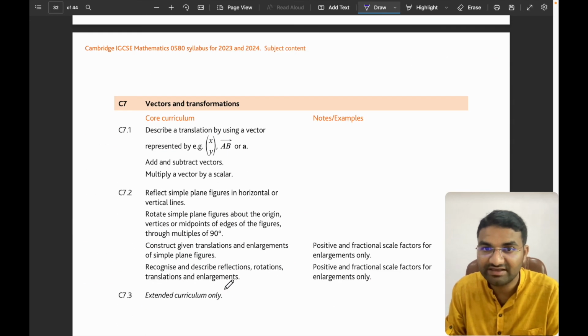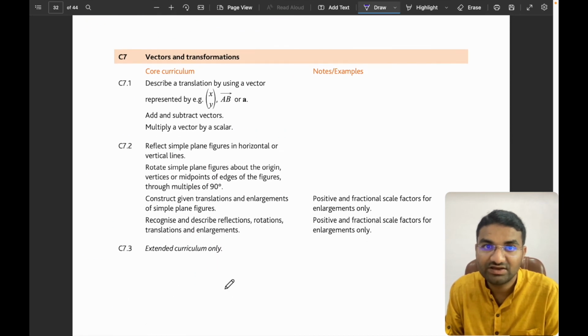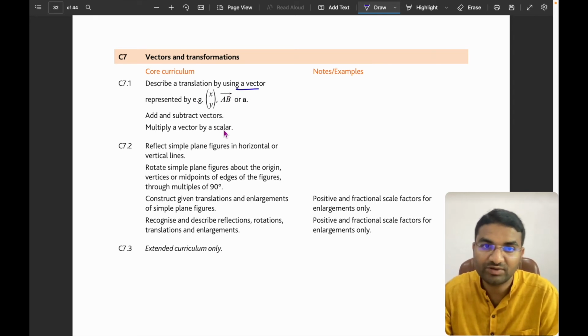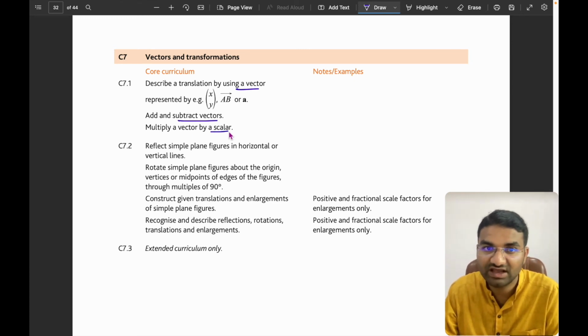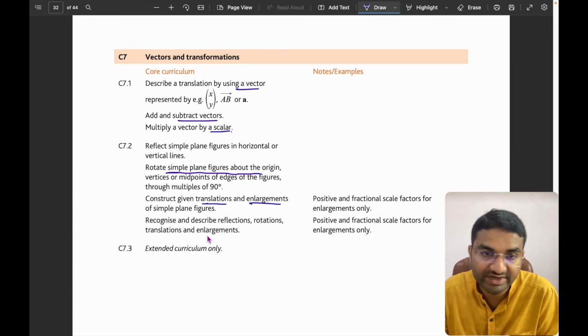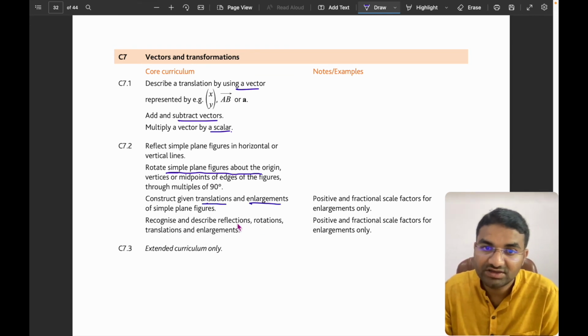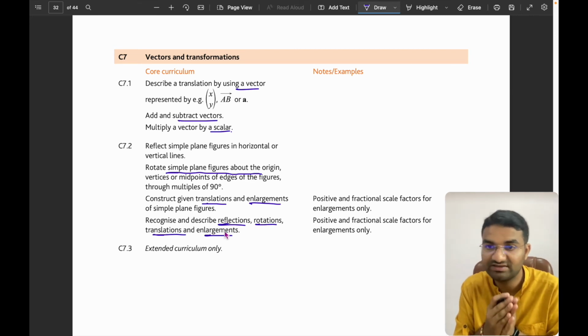Fine. Then next, yes, this is all about trigonometry. Then next, vector and transformation. So in the core syllabus, simple concepts are there. A representation of a vector in the form of x by y, scalar, multiply a vector by a scalar. Okay, then reflect. Then next, rotate the plane figure about the origin, vertices or midpoint, construct the translation, enlargement, then describe the reflection, rotation, translation, enlargement. These are very simple concepts.